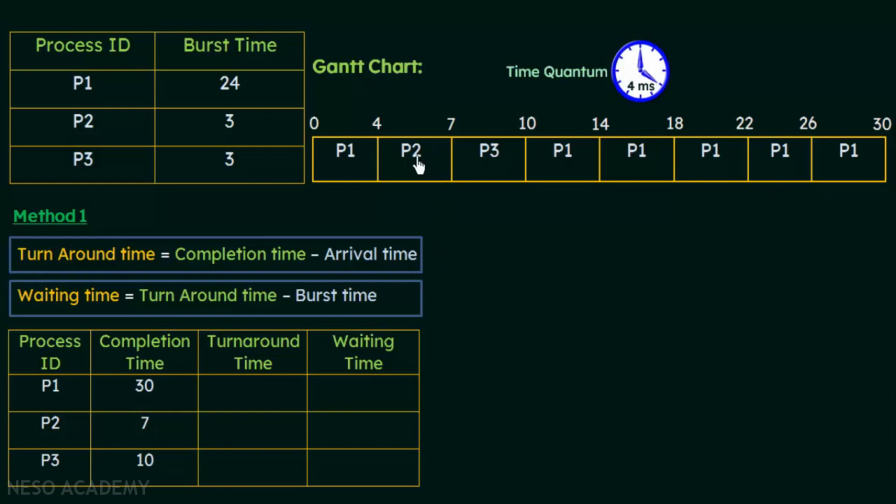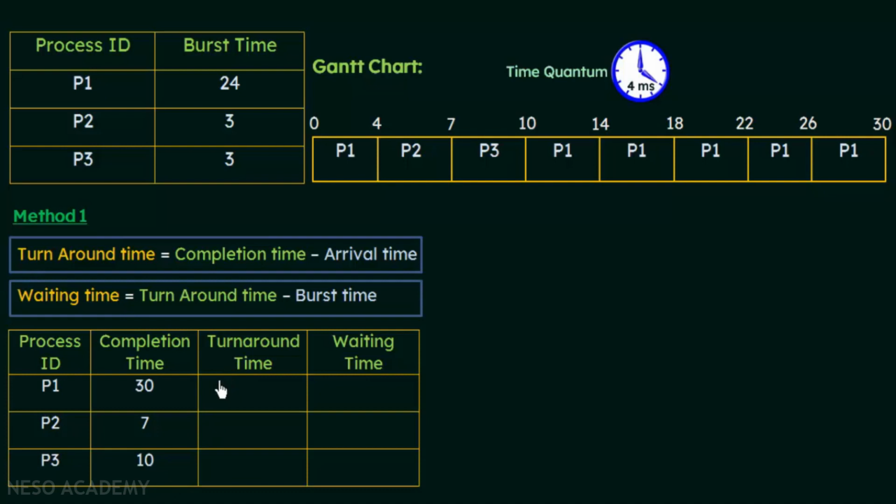Now for P2, when did it last occur? It was here. And what was the time it completed? 7 milliseconds. So 7 is the completion time for P2. And for P3, similarly, it last occurred here, and this is where it completed its execution. So 10 milliseconds is the completion time of P3.